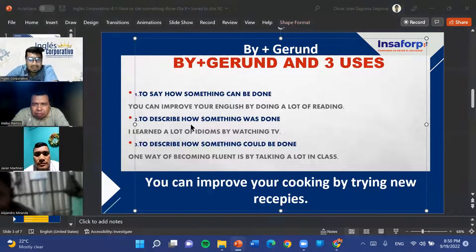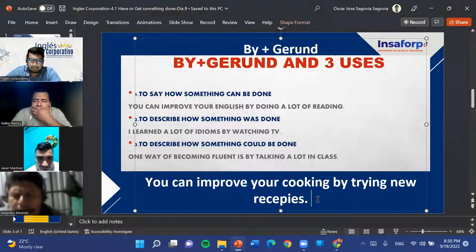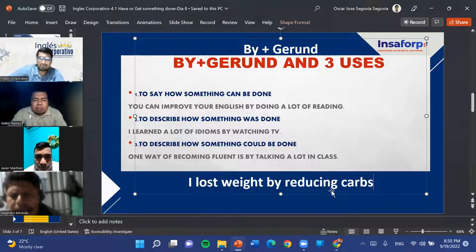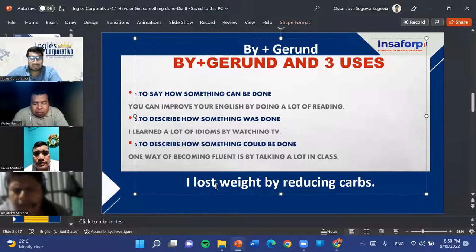Okay. Yes. I lost weight by reducing carbs. That's what I'm doing right now as well. I'm on a low carb not diet, but routine. I'm trying to lose some weight. So good. I understand how it works. I lost weight by reducing carbs. Very good. This is in the past as well.